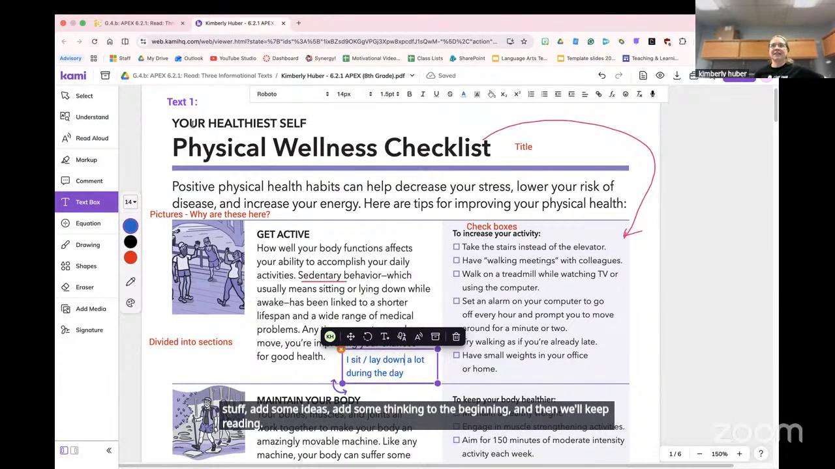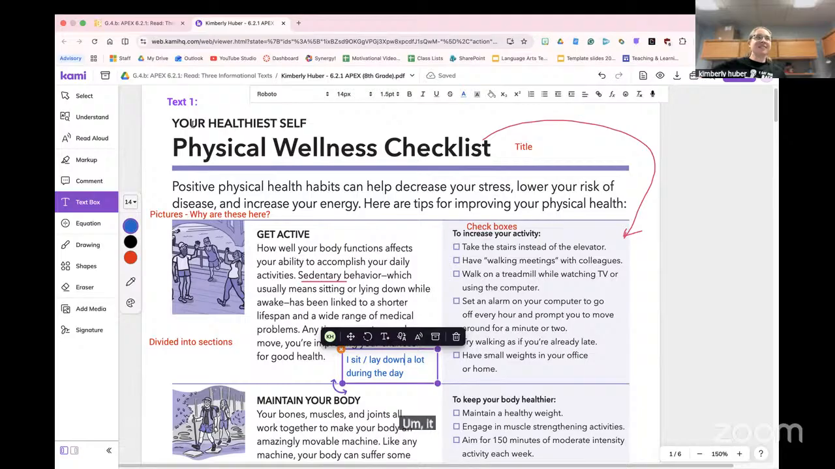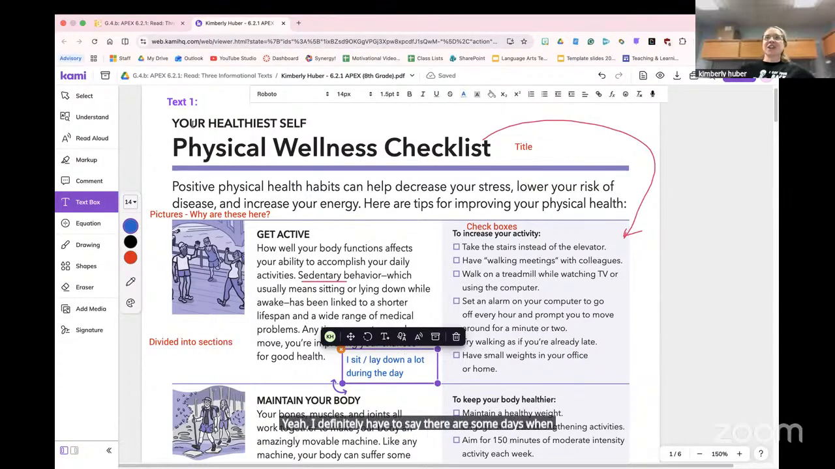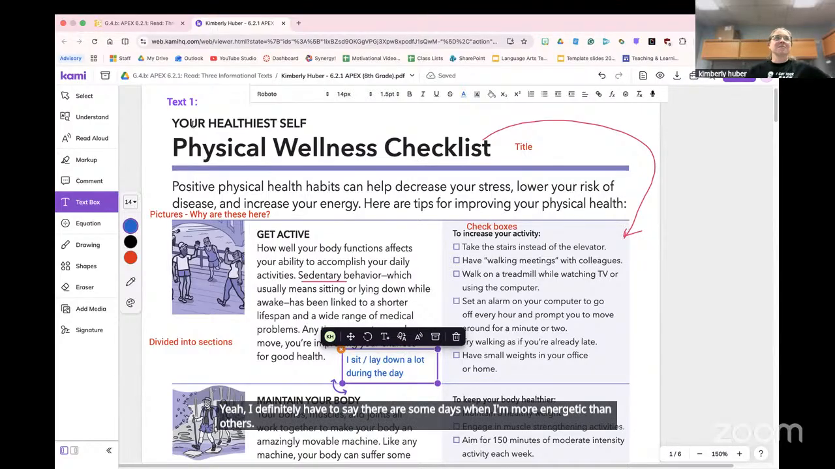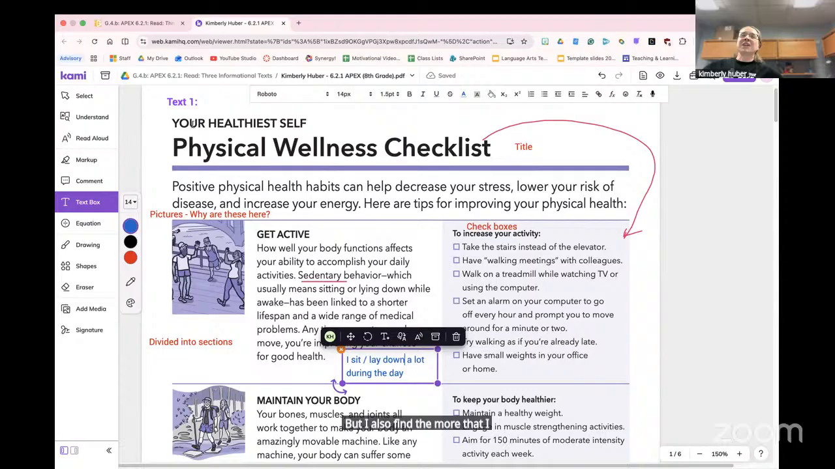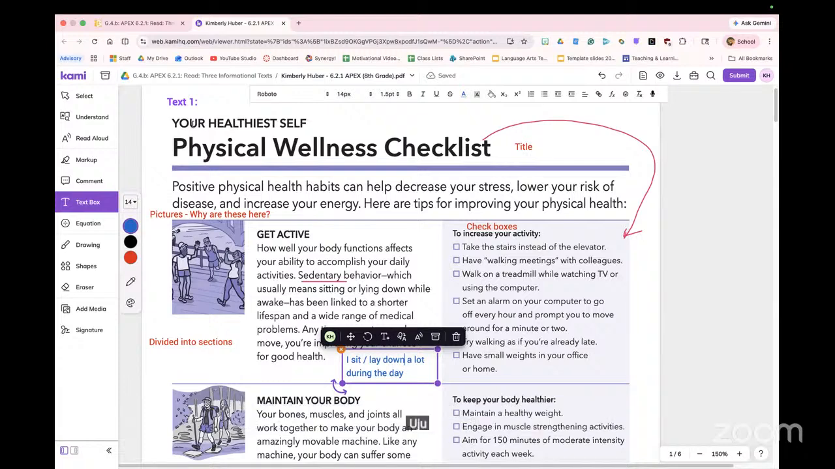Yes, Carrie? I was gonna say, do you always get tired from standing up all day? It depends. Sometimes yeah, and sometimes no. There are some days when I'm more energetic than others. But I also find the more that I stand up, even when I don't want to, the more I want to stand up later. So pushing myself a little bit kind of helped.